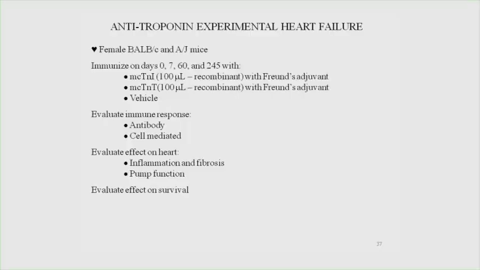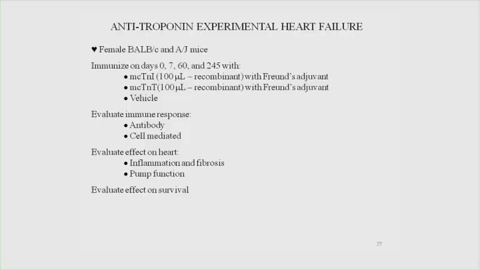So here we're going to take female mice and we're going to immunize them on day 0, 7, 16, 24 with MC troponin I, that's murine cardiac troponin I. So this is mouse troponin I, and we're going to inject it under their skin. Now, if we just inject it under their skin without presenting it to the immune system and stimulating the immune system, it is going to ignore it. So they administer it with an adjuvant.